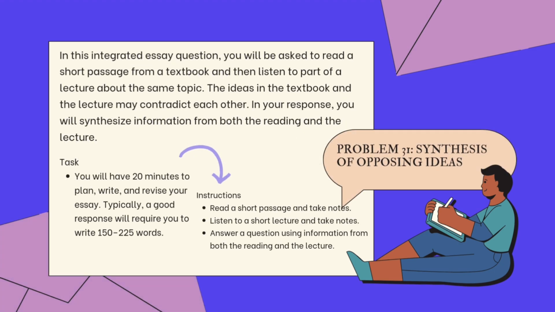Problem 31. Synthesis of the opposing ideas. In these integrated essay questions, you will be asked to read a short passage from a textbook and then listen to part of a lecture about the same topic. The ideas in the textbook and the lecture may contradict each other. In your response, you will synthesize information from both the reading and the lecture. Task: you will have 20 minutes to plan, write, and revise your essay. Typically, a good response will require you to write 150 to 225 words.